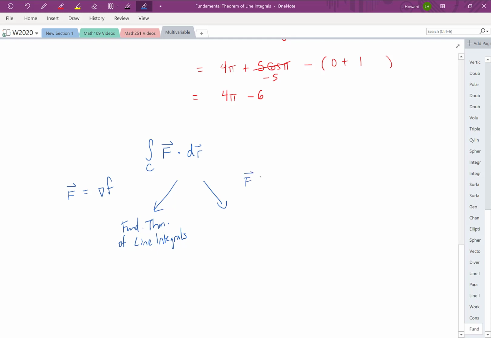If your vector field is not conservative, so if there is no function little f out there, then you would need to parameterize the curve. In that case, you'd need to have information about what the path is, what path we're taking between the endpoints, and then you would solve the problem as we did in our previous videos.